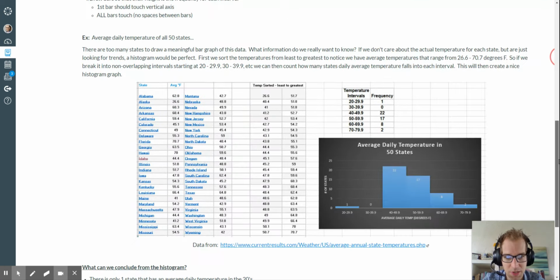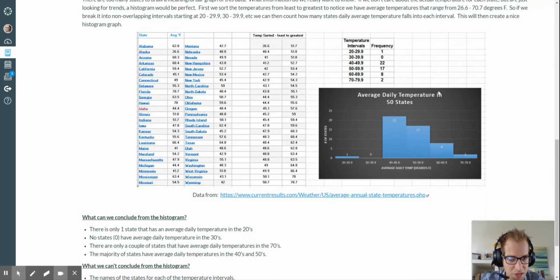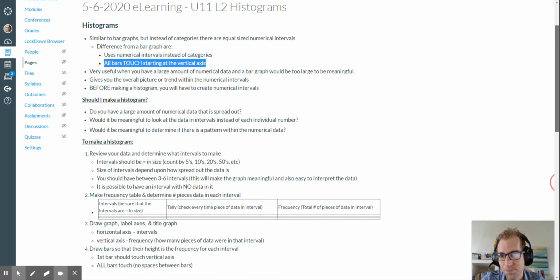So we'll have an example down here. If you notice here, average daily temperature in 50 states, notice that these bars almost run together. Do you see how there's no space in between them? The only reason there's a space here between 30 and 39 is that there was nothing in that category, so we had to leave it completely empty, all the way down at the bottom. Otherwise, you see how all the bars touch each other, but notice they're all numeric intervals: 20 to 29, 30 to 39, 40 to 49. That's different than saying ice cream or potato chips or whatever the case may be.